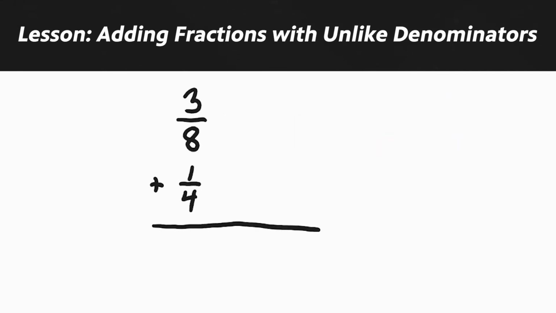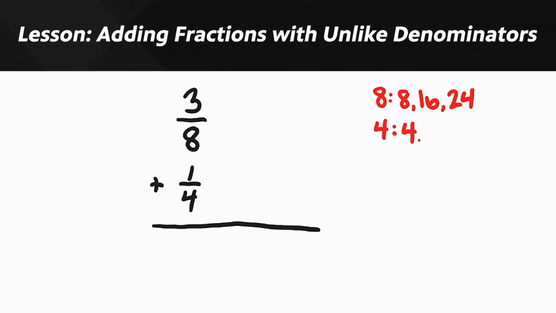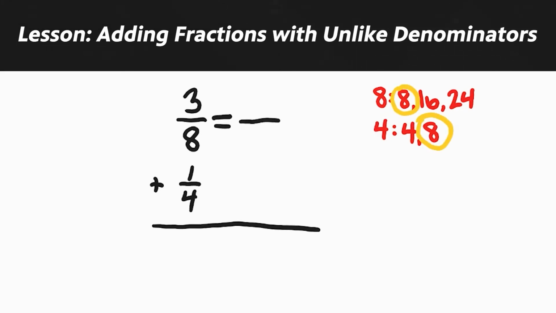For the next problem, I've already set it up vertically. So let's find that new denominator. We'll list out our multiples of each denominator. First, the 8s. 8, 16, 24, and we'll stop there. Now for the 4s. 4, 8, and hey, there's the match. Some of you probably already saw that one coming, so let's circle it. Our new denominator is 8.